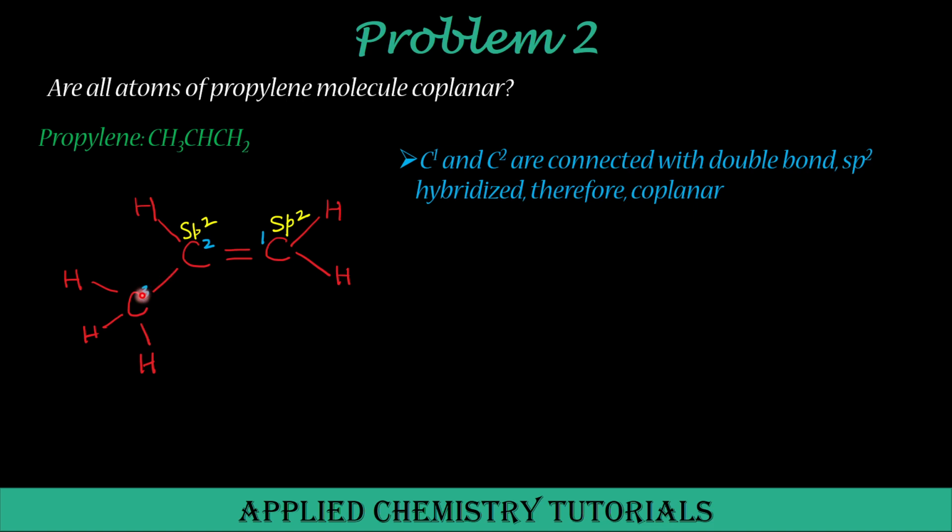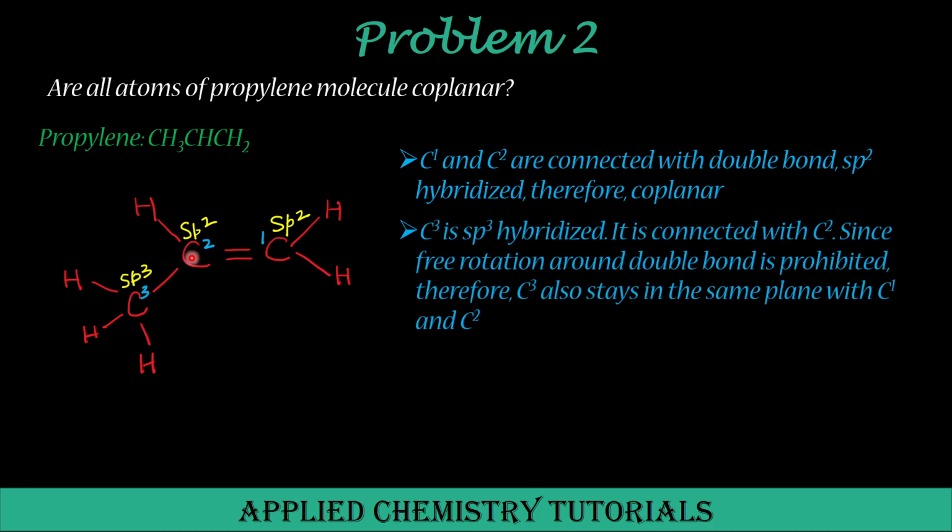Now C3, it is attached with C2, but these all are single bonds, so this is an sp3 hybridized carbon atom, but since it is attached with C2, which is an sp2 hybridized carbon, it will be coplanar with C1 and C2. The reason behind this, any bond rotation around the double bond is prohibited. You can see the reason in our previous lecture. I will attach the card here. You can go back and check.